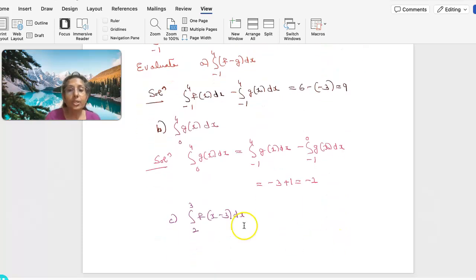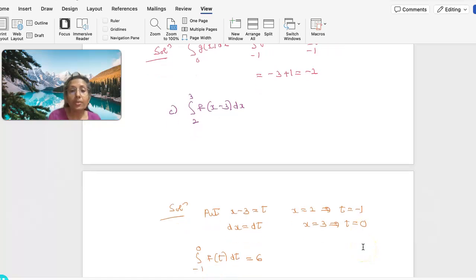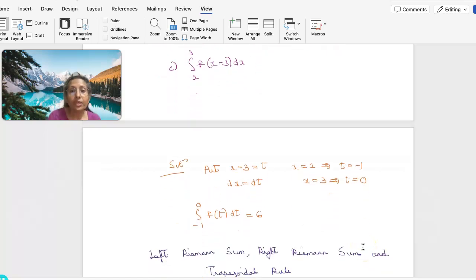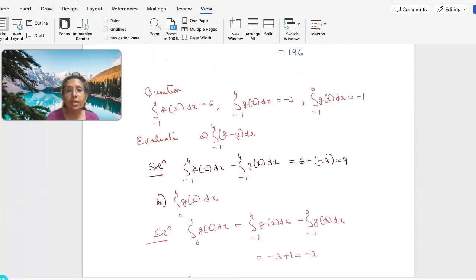The next part is evaluate integral 2 to 3 f(x minus 3) dx. So we will make a substitution here, put x minus 3 as t. So what will be dx? It is dt. When x is 2, t is 2 minus 3, which is minus 1. What happens when x is 3, t is 0. So this becomes integral minus 1 to 0 f(t) dt, and that is given to be 6. This is given here.